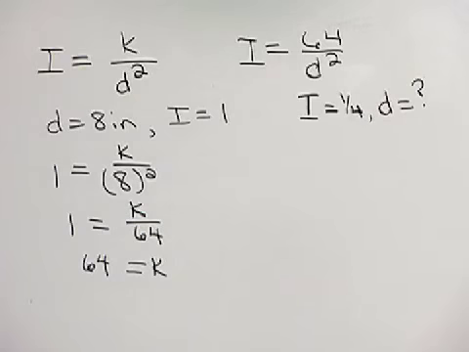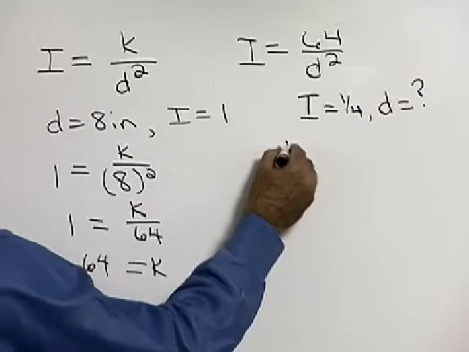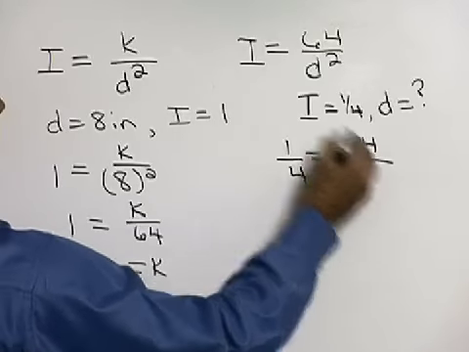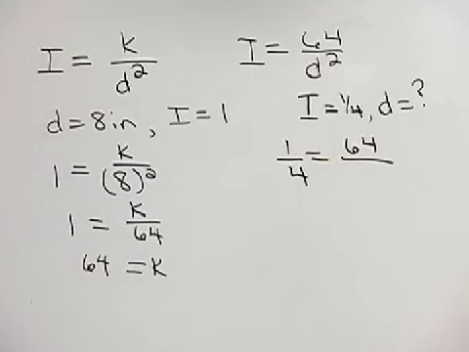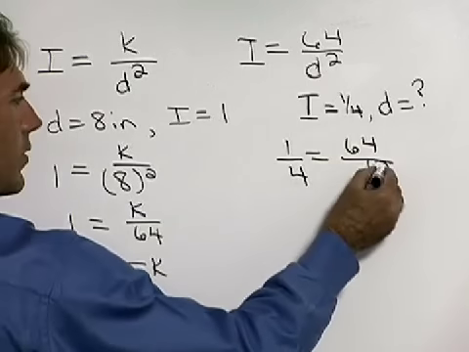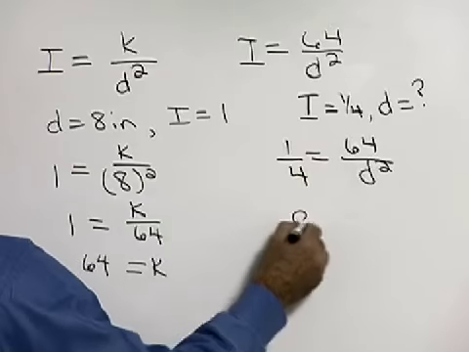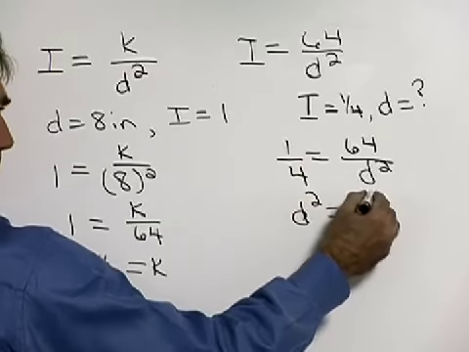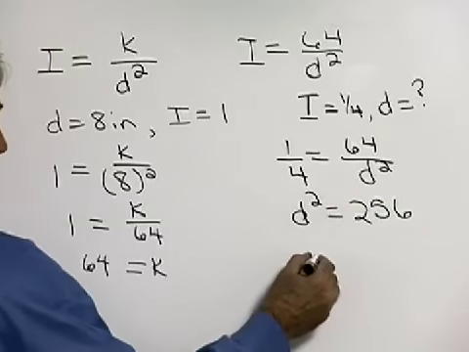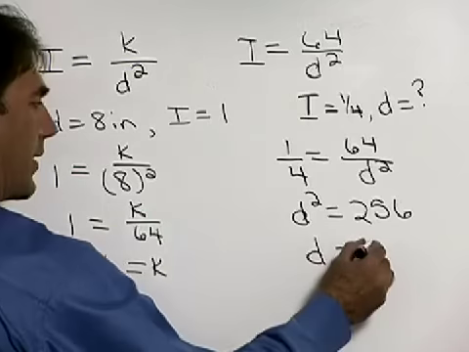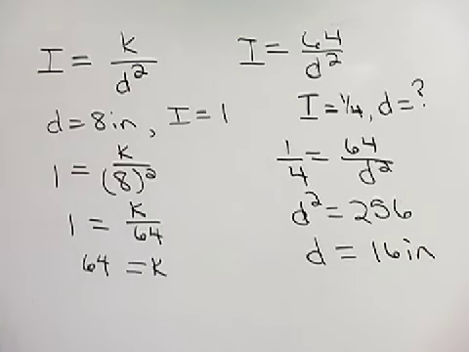So now let's take our second set of conditions. We know that I is 1/4, equal to 64 over, well, do we know what d is? No, d is what we're looking for, so we'll leave it as d squared. If you take the cross product, you get d squared is equal to 256. Taking the square root of both sides, the square root of 256 is 16 inches. So our distance when you take 1/4 of the illumination will be 16 inches away from our source.